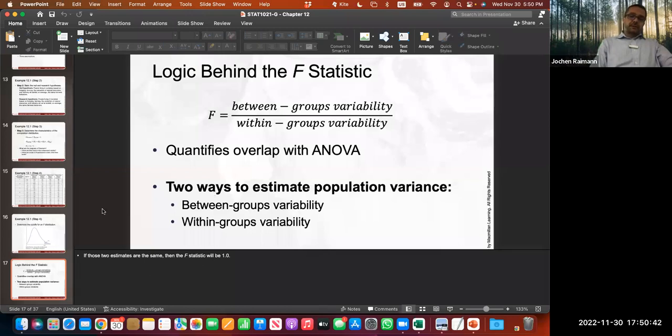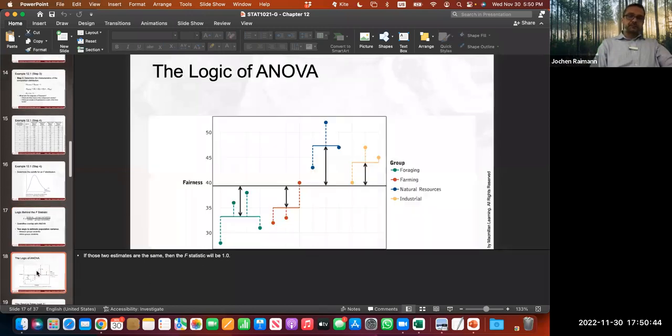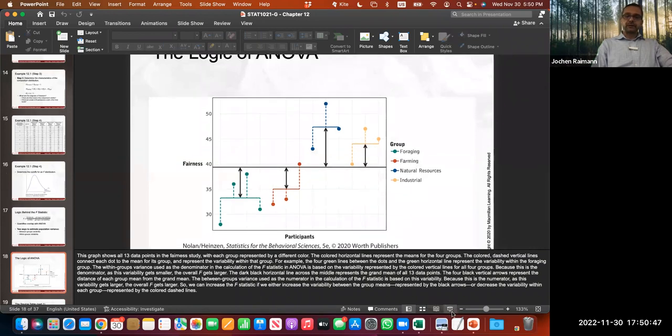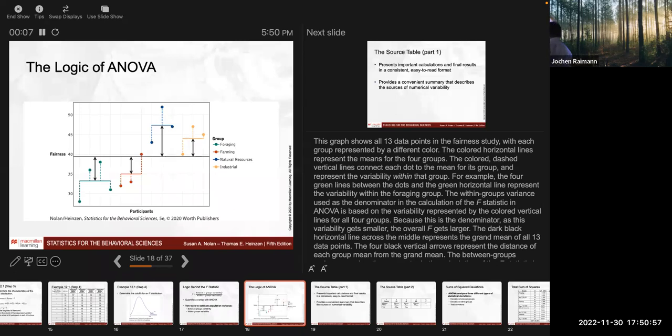So there are 2 ways to estimate that, which we discussed. This is really the logic, and this is how you have to look at it. With the overlap, you can guess it already to some extent. If the variability were so wide that the groups would overlap the grand mean, then they would by definition not be significantly different. But if these are small enough, which essentially constitutes your denominator, your F will automatically be larger.